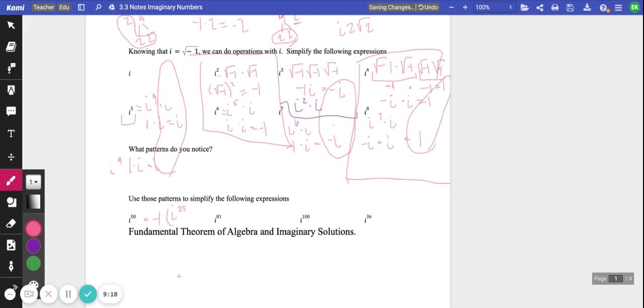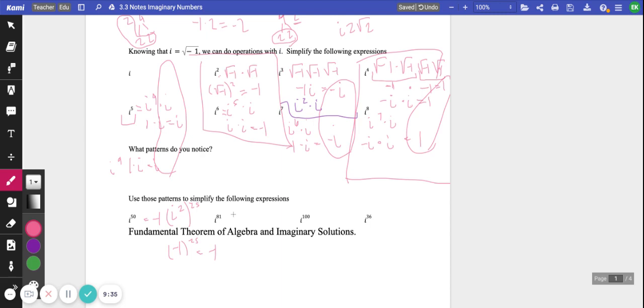Is that helpful? Oh, here's another way of doing it. I have i squared to the 25th power. You know that i squared is -1, and -1 to the 25th power equals -1. That's not a bad way of doing it.